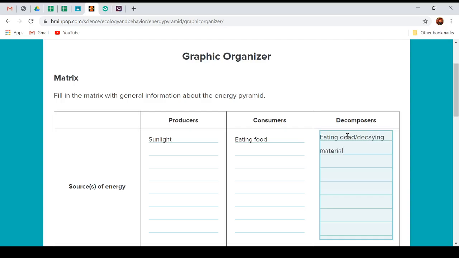Probably outside right now in your yard you have a lot of dead leaves, and if you've gone out there you might see some mold or moss looking stuff on the leaves. That is a type of decomposer that's eating that dead leaf material.